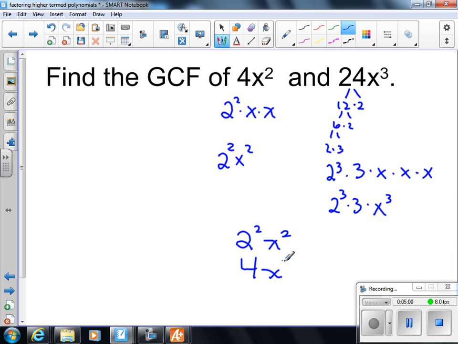So we say that 4x squared is the greatest common factor of those two terms, because I could divide them both by a 4x squared. Can I divide 4x squared by 4x squared? And I get 1. Can I take 24x to the third divided by 4x squared? Yes, and I still have something left over, but that's called the greatest common factor. We are finding the greatest common factor of those two terms.